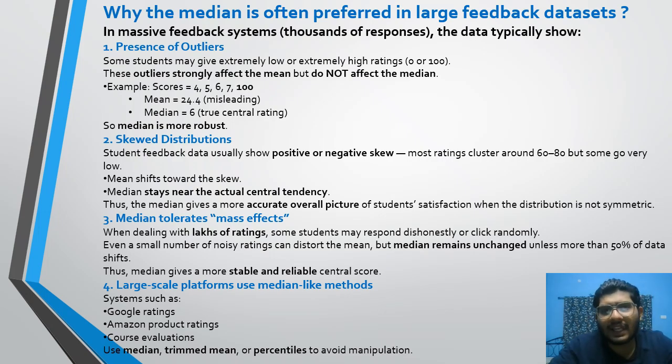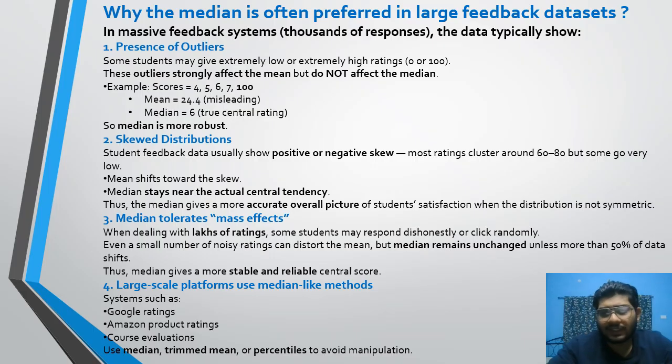And then why the median is often preferred in large feedback data sets. In massive feedback systems, with thousands of responses, the data typically shows the presence of outliers. Some students may give extremely low or extremely high ratings, and that is what we have studied in the first question also. These outliers strongly affect the mean but do not affect the median.